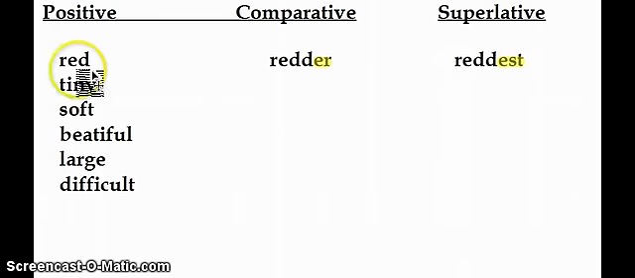If I'm comparing two things, I could say this tomato is redder than the other tomato, comparing two tomatoes. I could say this tomato is the reddest tomato of all, so I add that est. So take tiny, soft, beautiful, large, and difficult and change those. Go ahead and pause the video, and restart it after you do that.